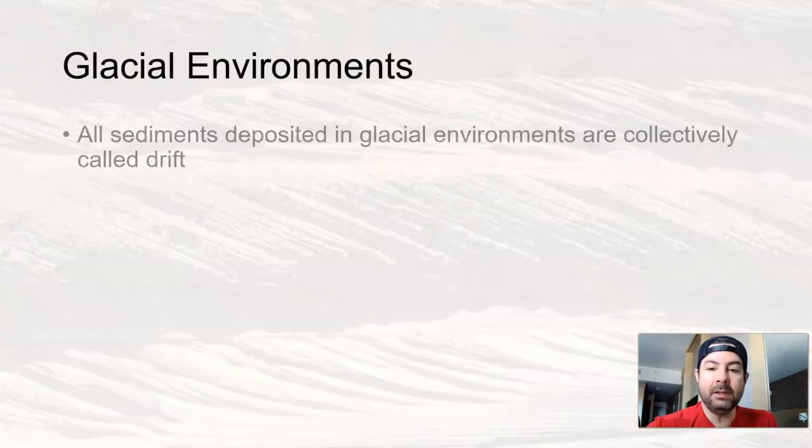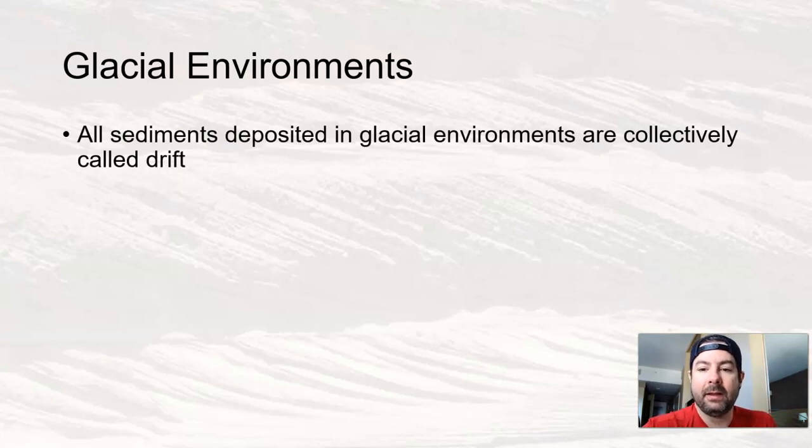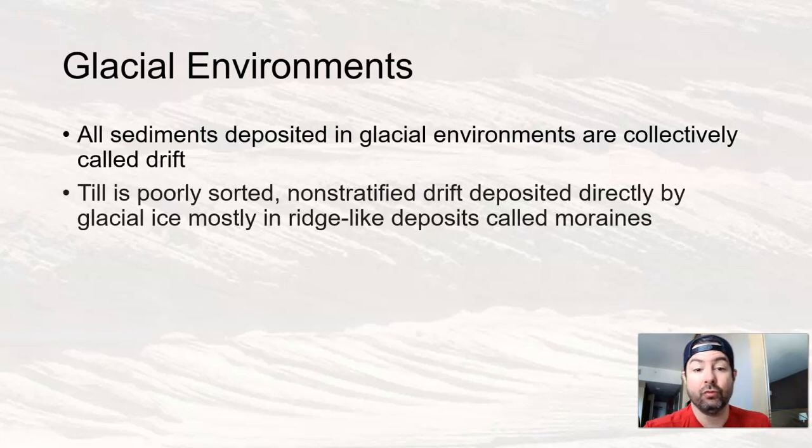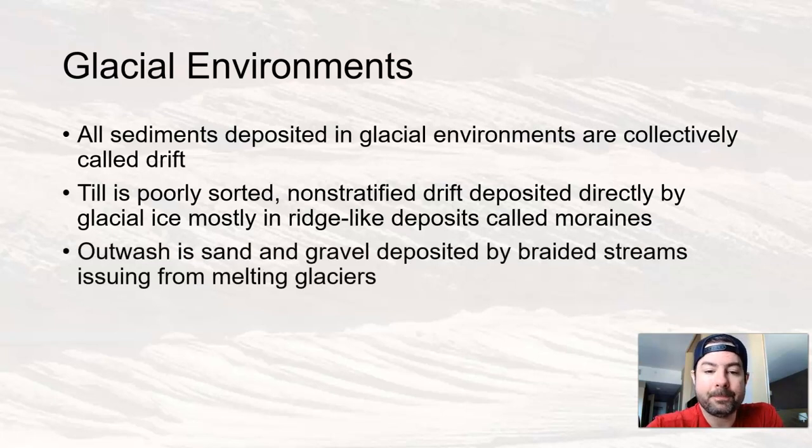Glacial environments: all sediment deposited in glacial environments, we call it all drift, glacial drift. It's due to glacial movement. A type of drift called till. Till is very poorly sorted, big and small pieces. They're usually not layered or stratified. It's usually like a big hill clump of it. And that's deposited directly by glacial ice, mostly at ridges at the end or edges of glaciers called moraines.